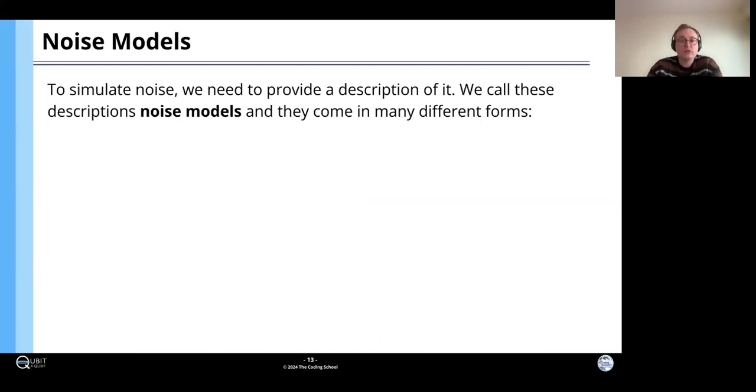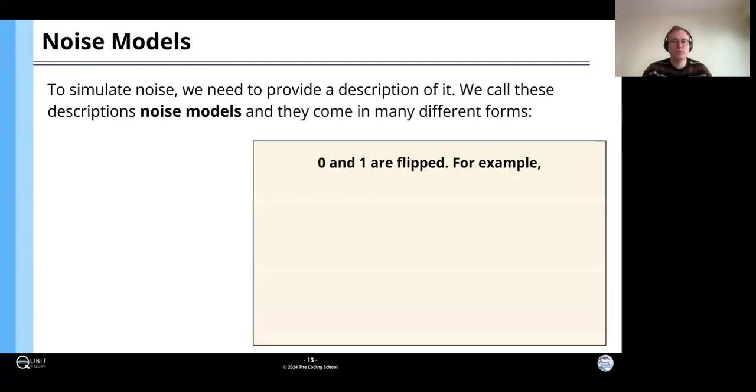The way we do this generally is we need to be able to provide some really concrete description of the specific noise that we may be dealing with. We call this description a noise model, and this can come in many different forms. A noise model is really just a very general term, and it can mean a lot of things. You can encode it in different ways.